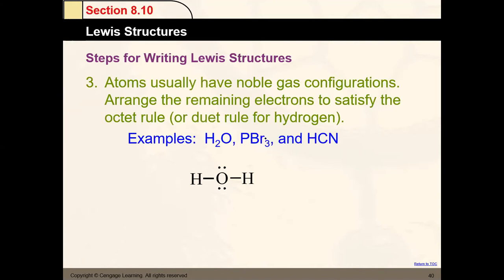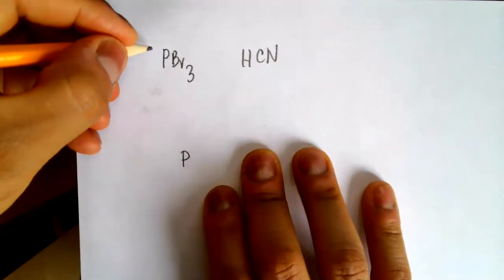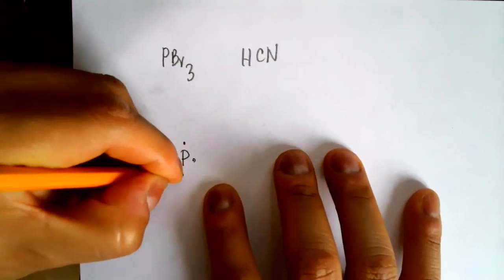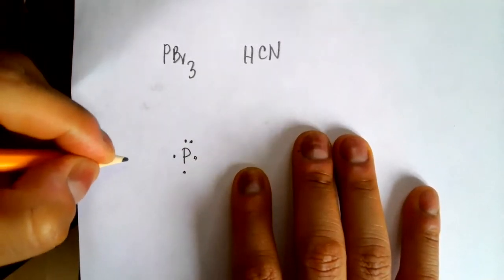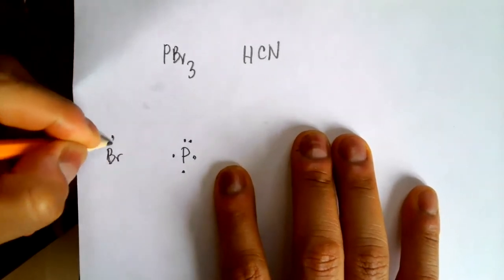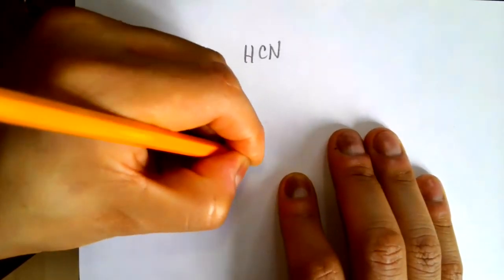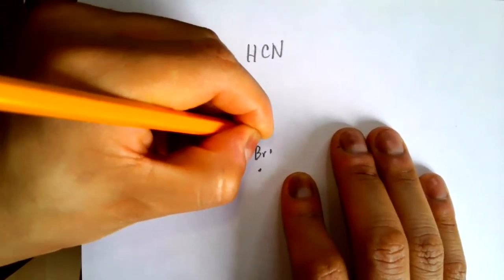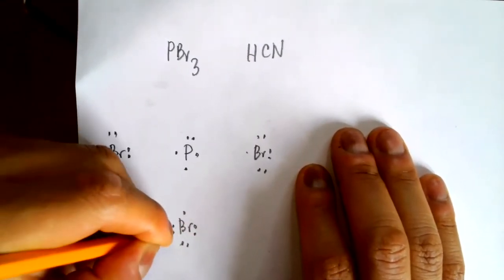PBr3, I mean, we can try the PBr3 example. And the cyanidric acid. Right? So in this case, the PBr3, if you go to the periodic table, you will find out that phosphorus has 5 valence electrons. Bromine has 7 valence electrons. 1, 2, 3, 4, 5, 6, and 7. 1, 2, 3, 4, 5, 6, and 7, right?